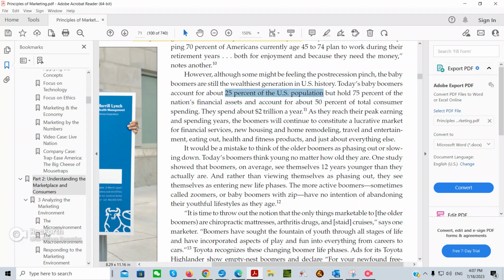Here's what's important as demographic information. 25% of the U.S. population holds what? 75% of the nation's financial assets. Okay? That's the second statistic for the demographic information. And 50% of the total consumer spending. Because they need to know who's doing the spending. Okay? All right.